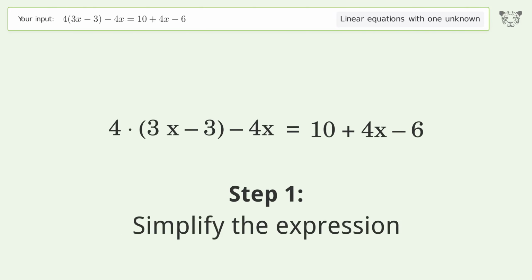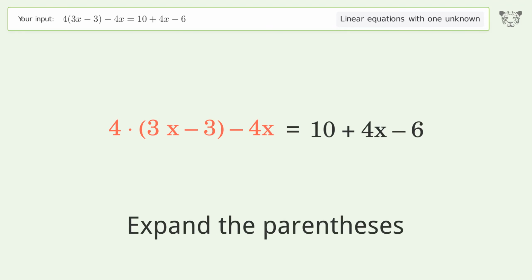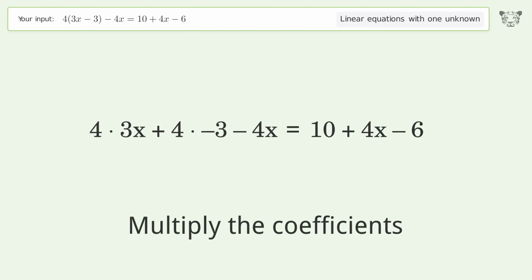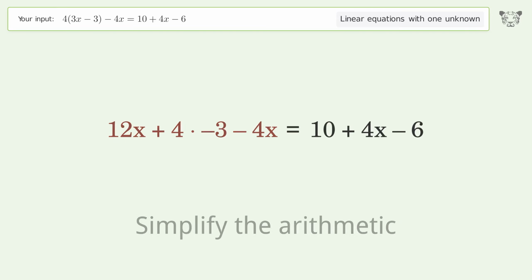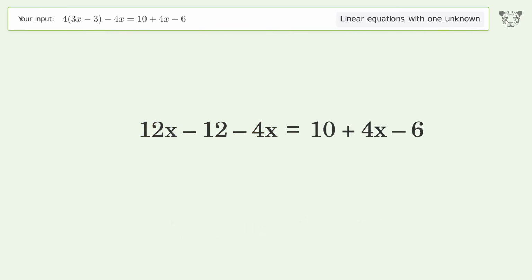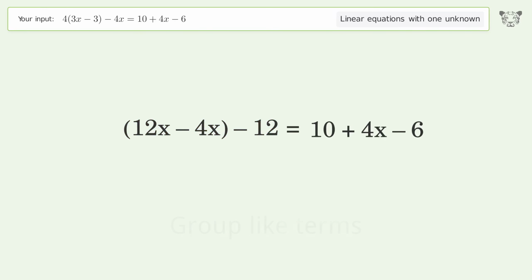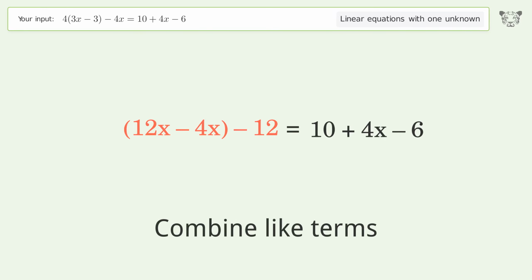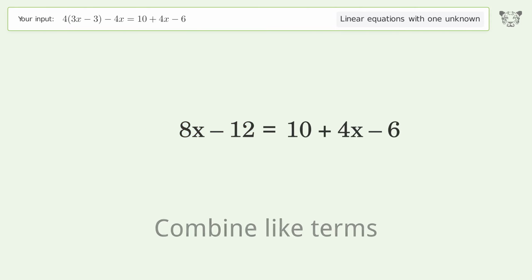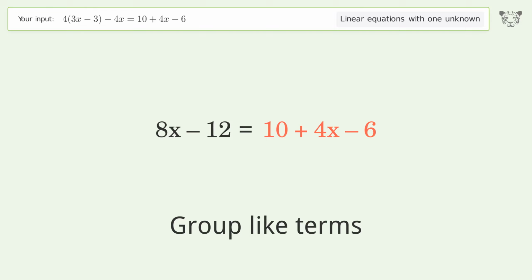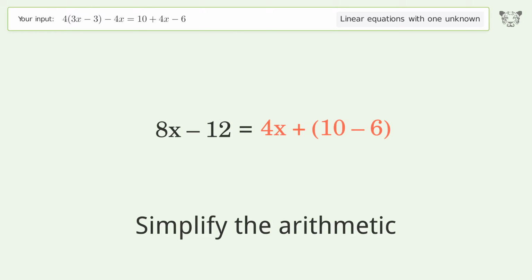Simplify the expression. Expand the parentheses. Multiply the coefficients. Simplify the arithmetic. Group like terms. Combine like terms. Group like terms. Simplify the arithmetic.